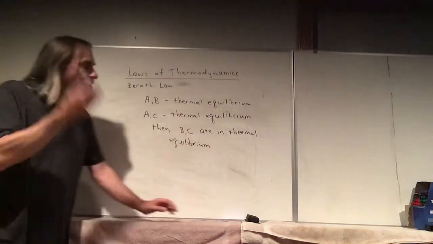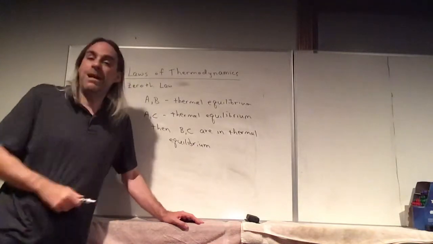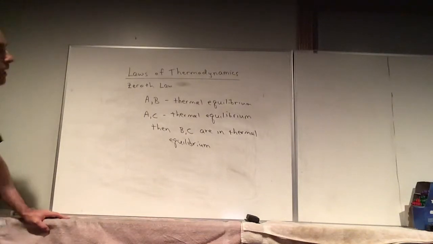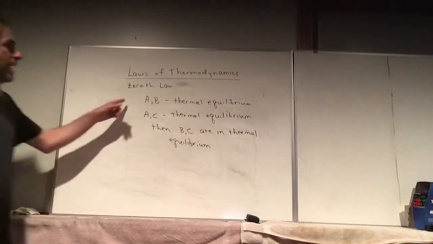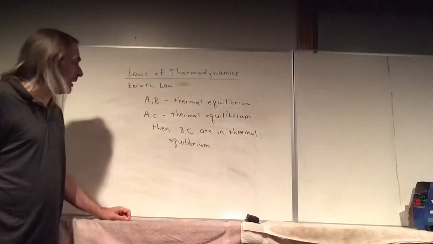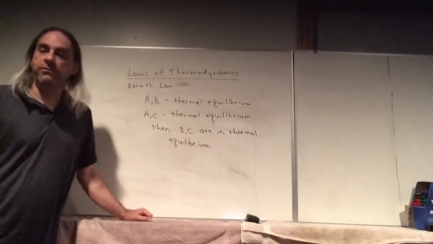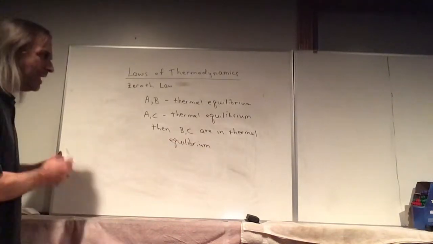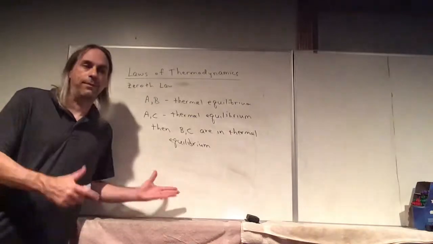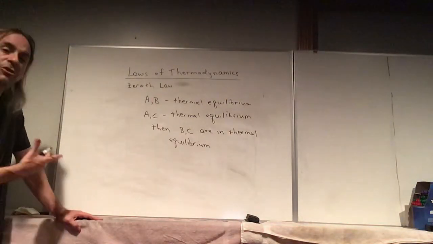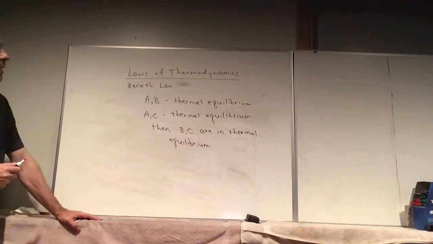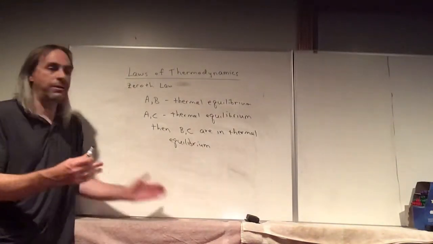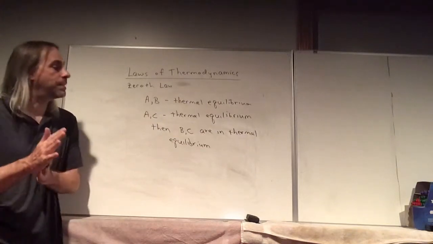Now, when objects are in thermal equilibrium, they're at the same temperature. So it might seem like this is completely trivial and obvious. Another way of saying it: say A and B are both 55 degrees, and A and C are both 55 degrees, then B and C are both 55 degrees. It seems incredibly obvious and not even worth mentioning. But it is logically necessary because we're using this idea of energy flowing to define this basic idea of temperature in the first place.